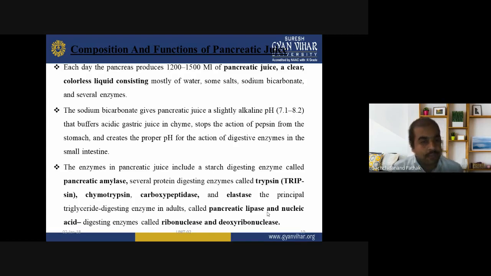So the enzymes in pancreatic juice include a starch digesting enzyme called pancreatic amylase, and several protein digesting enzymes called trypsin, chymotrypsin, carboxypeptidase, and elastase. The principal triglyceride digesting enzyme in adults is called pancreatic lipase. The nucleic acid digesting enzymes are called ribonuclease and deoxyribonuclease.